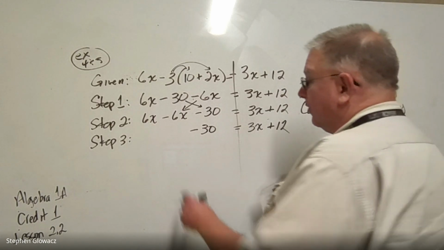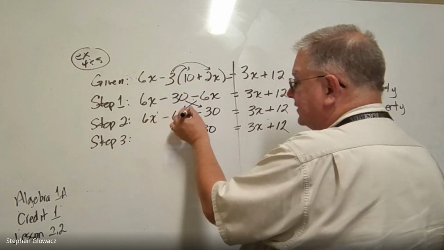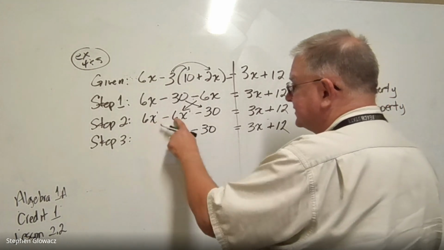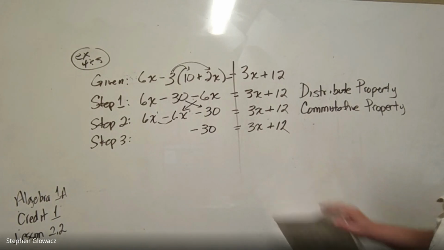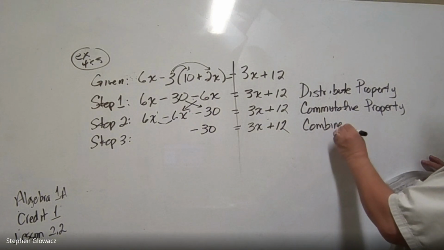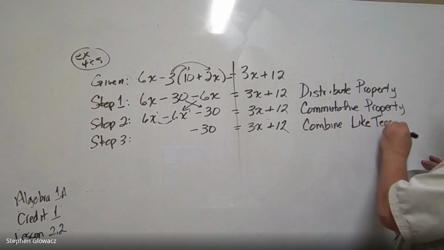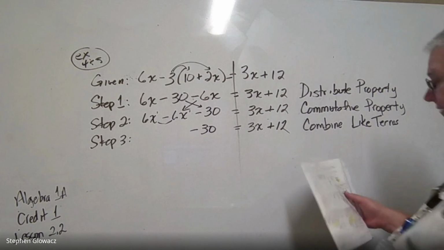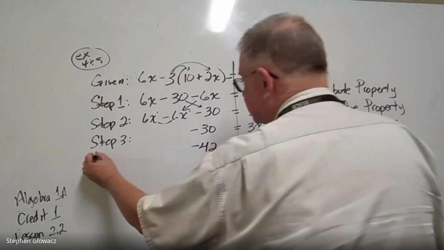Well, they are like terms because they're the same variable with the same exponent, a 1 that's just not written, but we assume it's 1 if it's not written. And so we have 6x minus 6x, which is 0x, or sometimes we just say it cancels out. So what we did there is we combined like terms. So combine like terms is the justification for step 3. Right. Next, as we go to step 4, we have -42 equals 3x, and that's step 4.